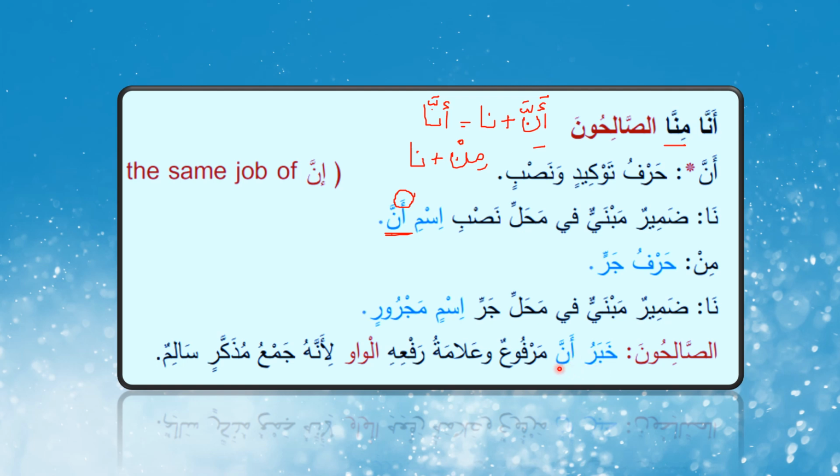Now, when ismi anna has come, you will look for the khabar anna. So this is in marfu case and it's in the position of khabar anna. Marfu wal amatu raf ihi al wow because it's a jama muzakkar, li'annahu jama muzakkar salim.